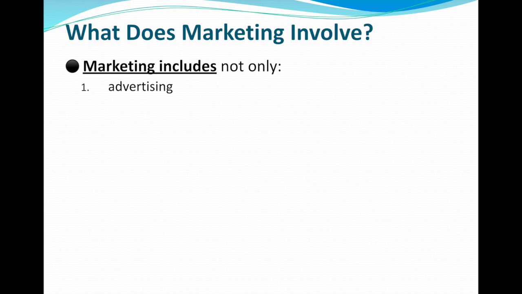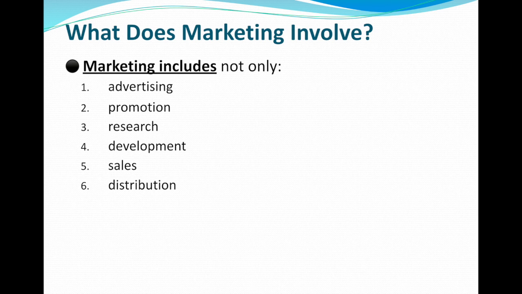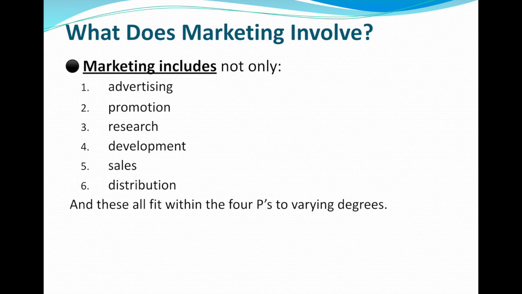So here's a list of the big things. Usually when people think marketing, they think advertising, and we've already established why marketing involves these two things, but it's far more than that. It involves research, development, sales, distribution, and a bunch of other things that we're not going to talk about in the scope of this course, but all 6 of these are sort of the big ones, and they all fit within the 4 Ps to various degrees. Now, just a little refresher, the 4 Ps are product, price, place, and promotion.